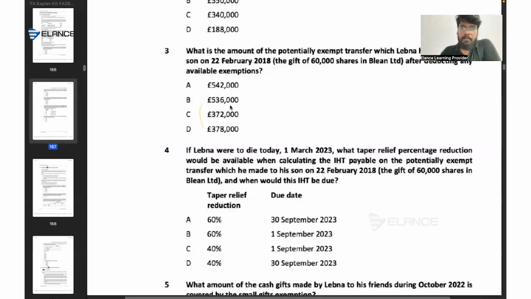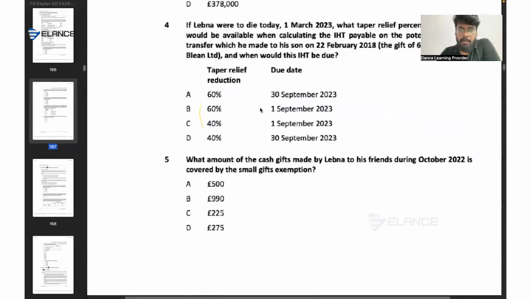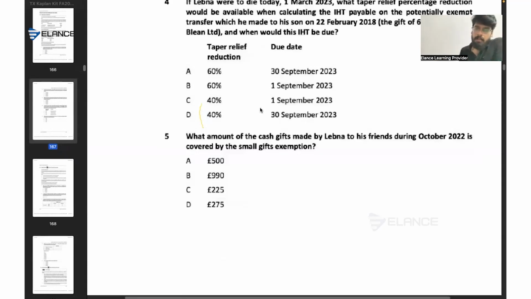Okay, so let us move to the next question. Next requirement: what amount of the cash gift made by Lebna to his friends during October 2022 is covered by the small gift exemption? We know that the small gift exemption limit is £250 per person per tax year. That is the limit of small gift exemption, £250 per person per tax year.